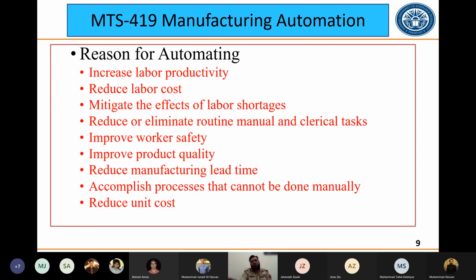So we have talked about earlier also, but just to jot down these things, that labor productivity will increase as we go with the automation. Then we can reduce the labor cost. We can mitigate the effects of labor shortage. So it means that we are working with lesser labor, and we are working with more machines. And then routine जो manual and clerical tasks हैं, those can be reduced or eliminated because of the machines. Worker की safety increase हो सकती है. We can improve the quality. We can reduce the manufacturing lead time.